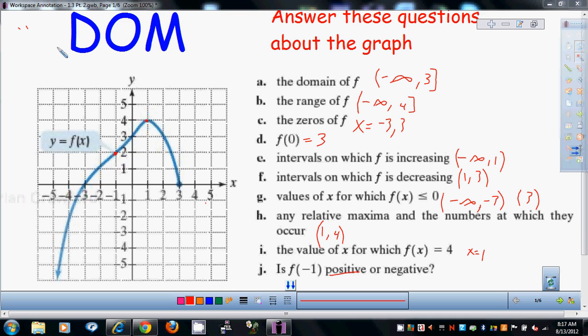Today we're going to be dealing with piecewise functions. Piecewise functions, most people think are difficult, but they are really nothing more than multiple functions graphed on the same coordinate plane. That's it. And I'll show you what some of those look like.